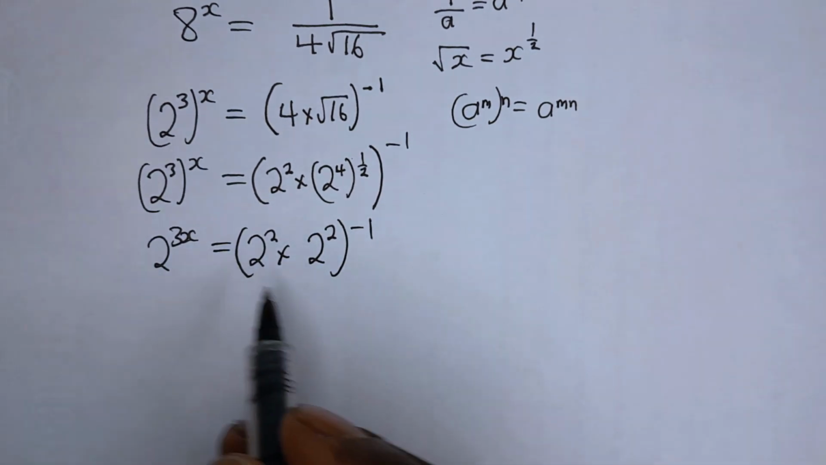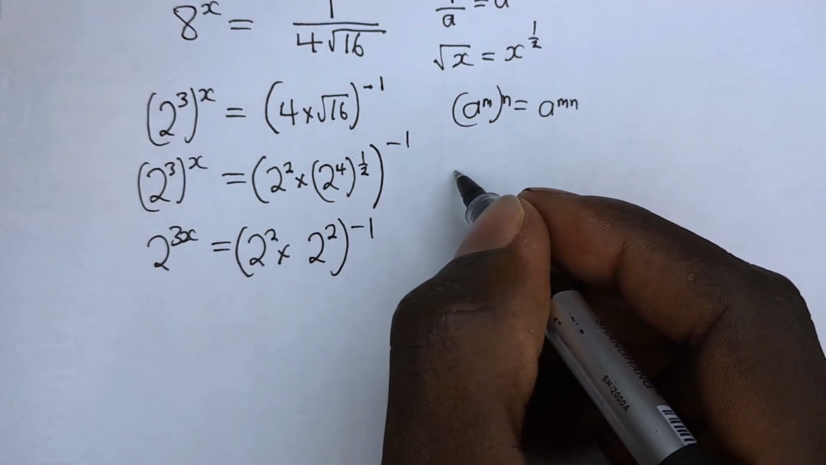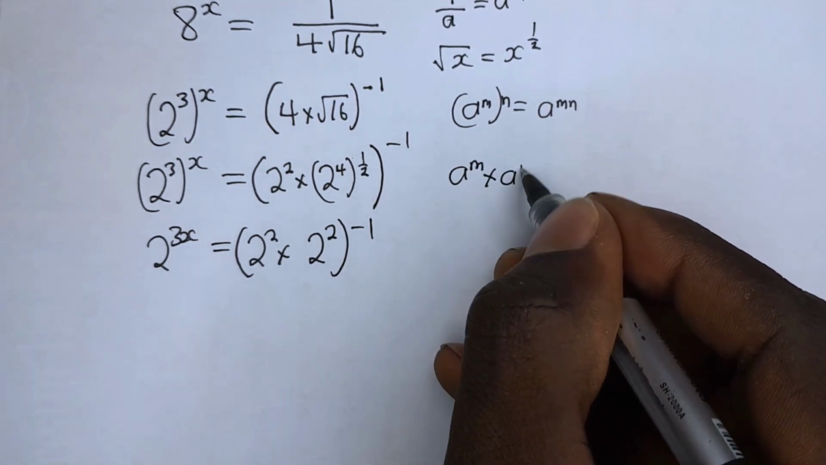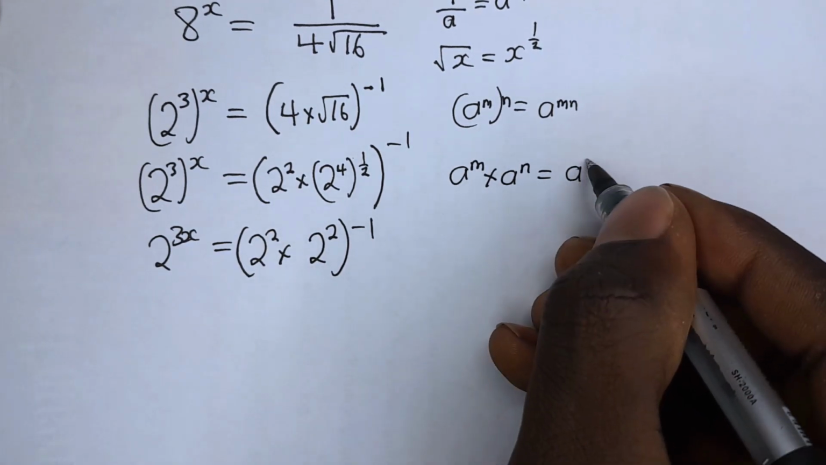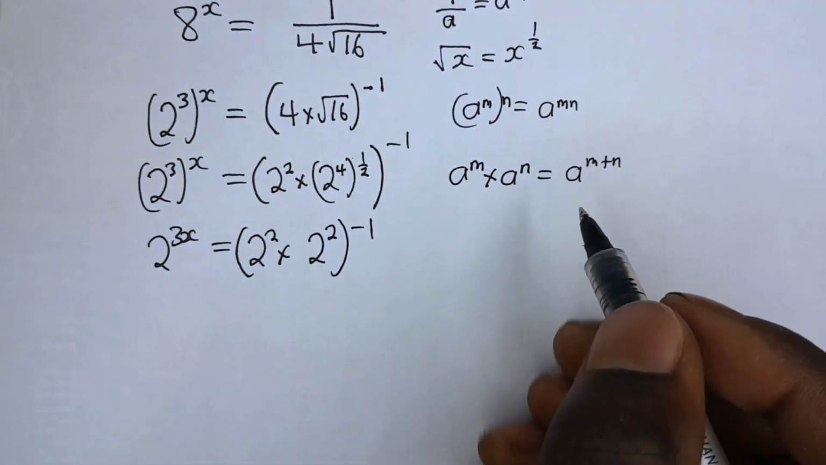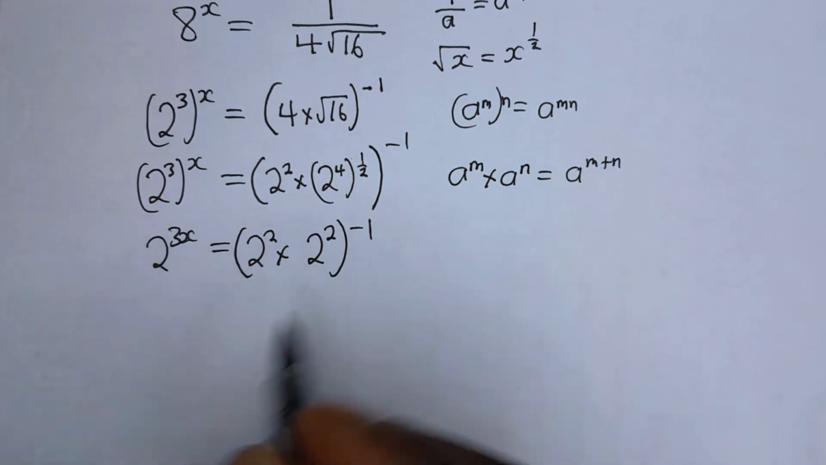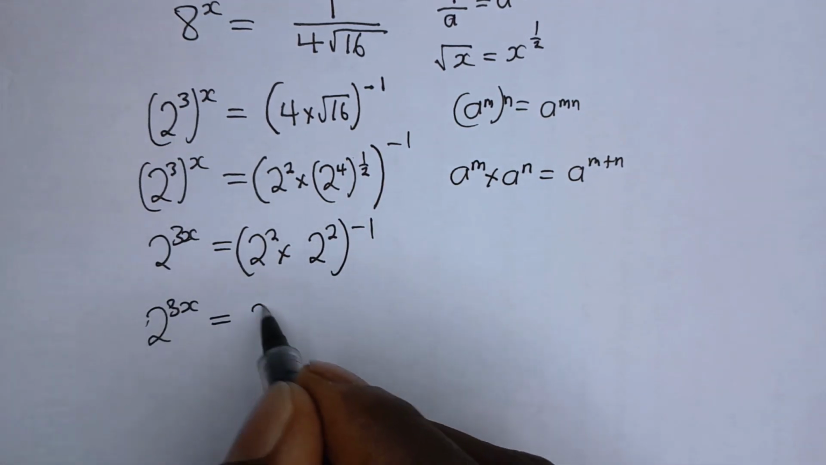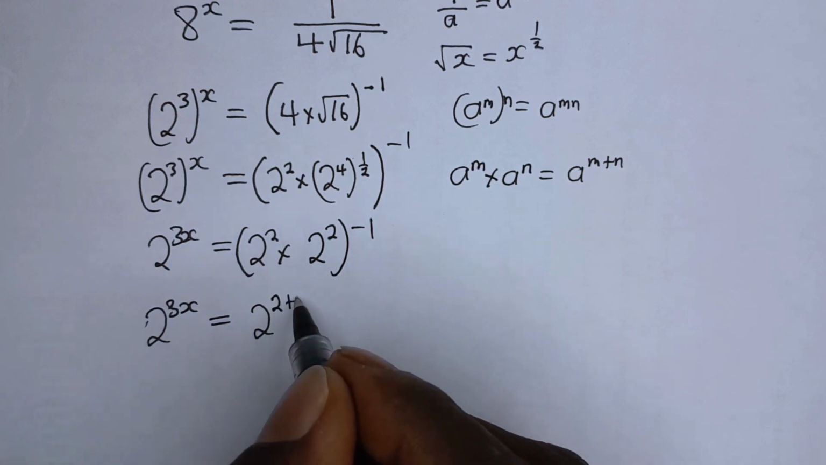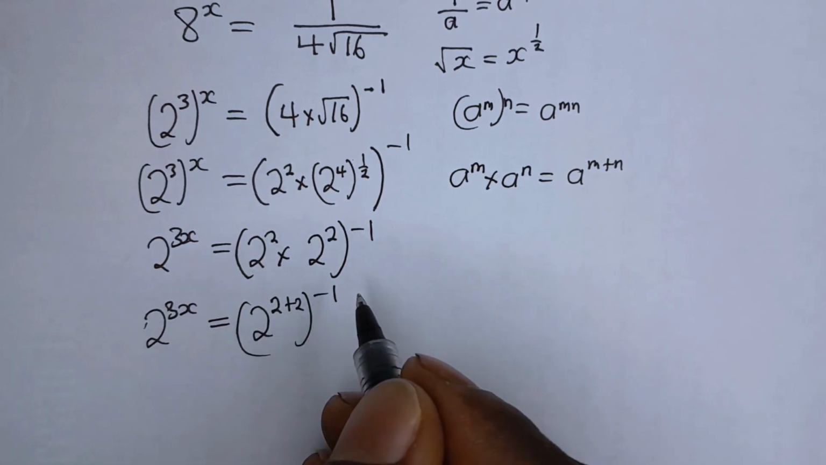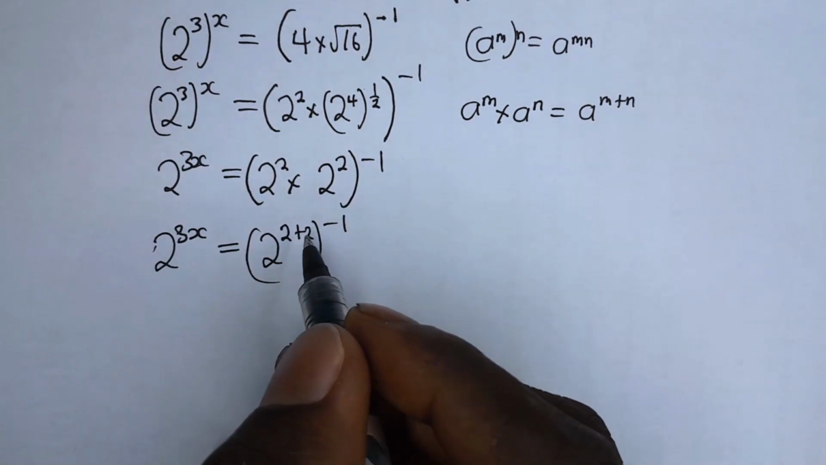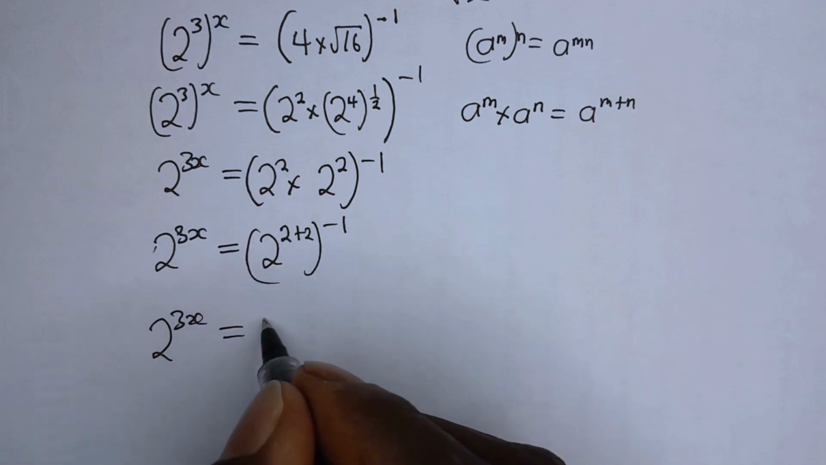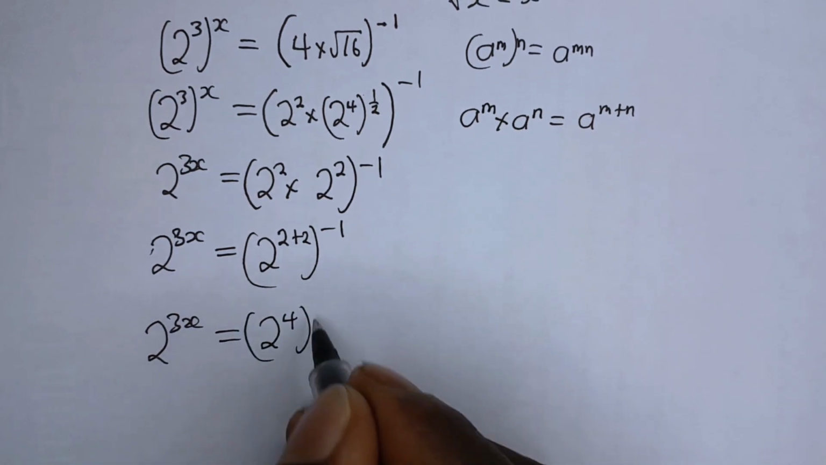All right, so if we have a to the power of m times a to the power of n, it is equal to a to the power of m plus n, right? So we can apply it to the right hand side. 2 to the power of 3x is equal to (2 to the power of 2 plus 2) to the power of negative 1. 2 to the power of 2 is 4, which is the same thing as 2 to the power of 3x is equal to (2 to the power of 4) to the power of negative 1.